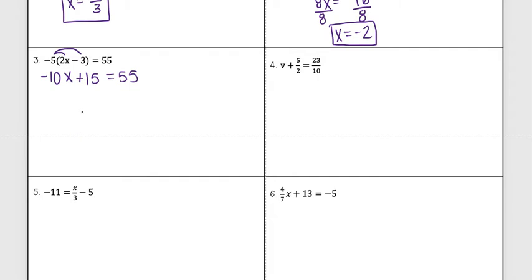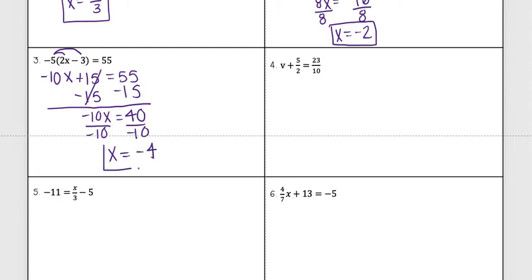Now do the same thing like we did before. First, I want to move this 15, so I'm going to subtract 15 from both sides. 55 minus 15, I get 40. And then I'm going to divide both sides by negative 10. So my final answer is 40 divided by negative 10, I get negative 4.